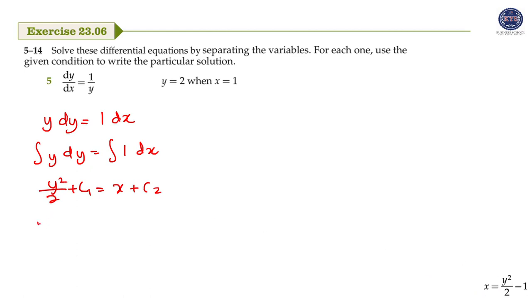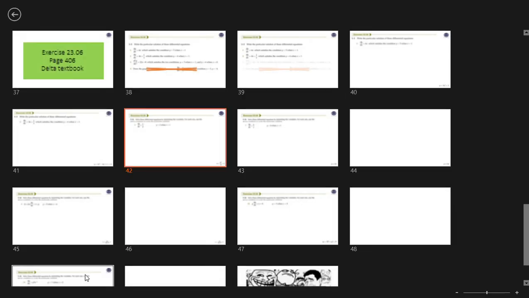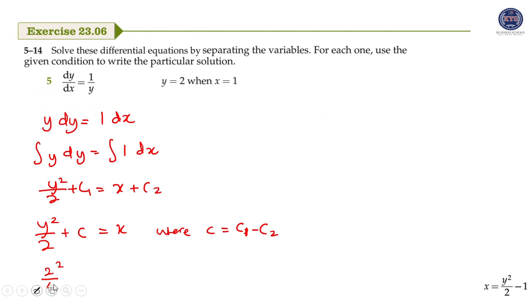Okay, therefore, you just follow whatever is given. But if you don't want to follow, it doesn't really matter. Plus c equal to x. Okay, where c equal to c1 minus c2. Alright, therefore substitute the things that we know, which is 2 squared over 4. 2 squared over... Sorry. I put on the top. Okay.